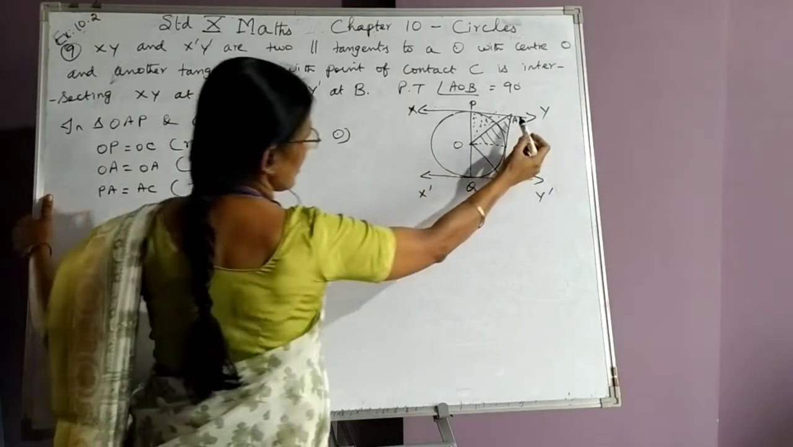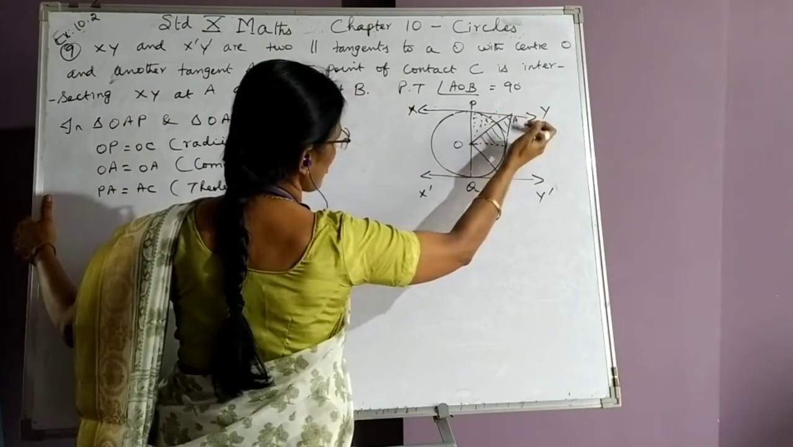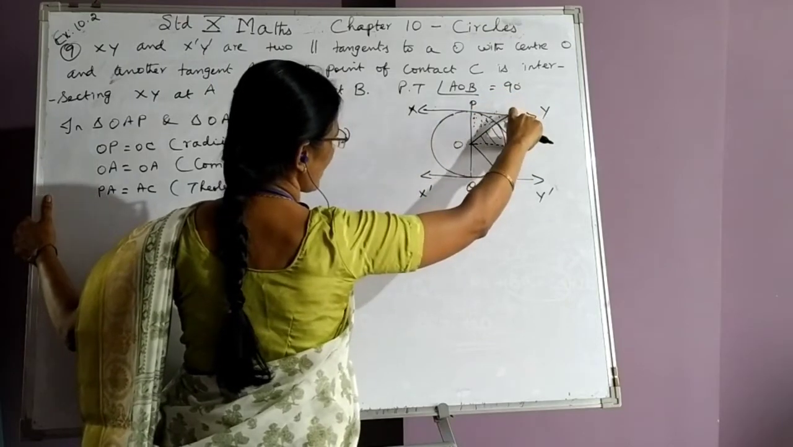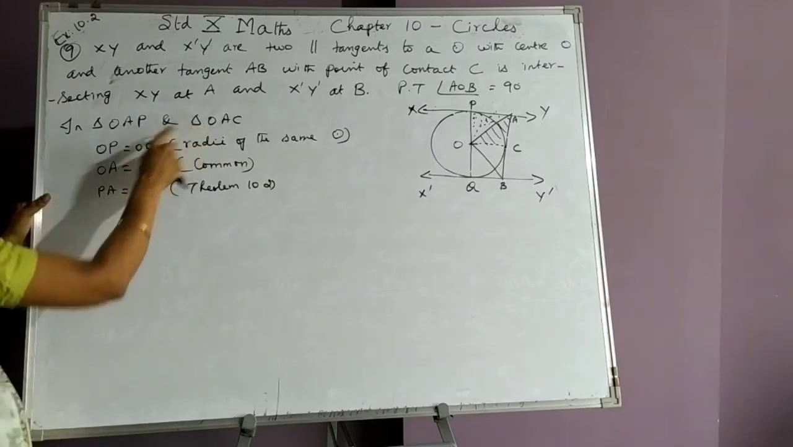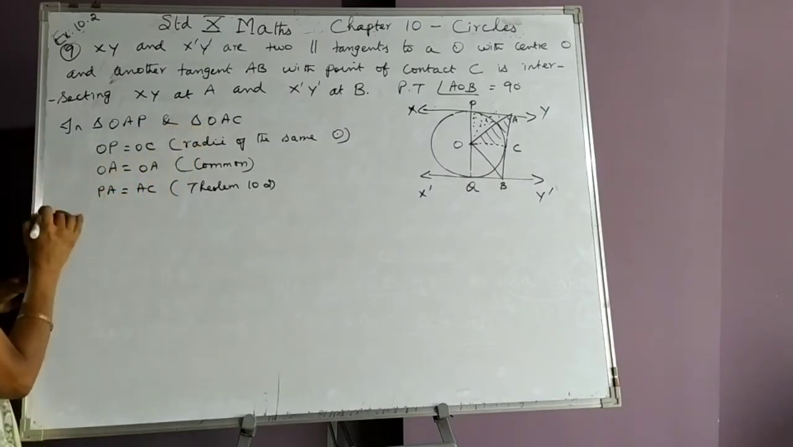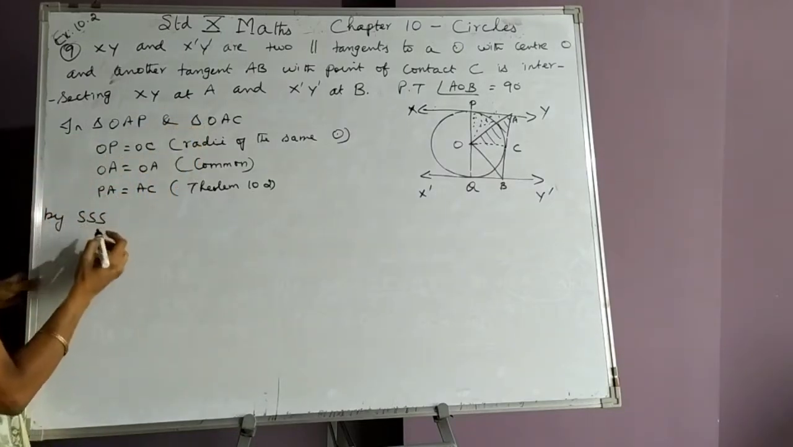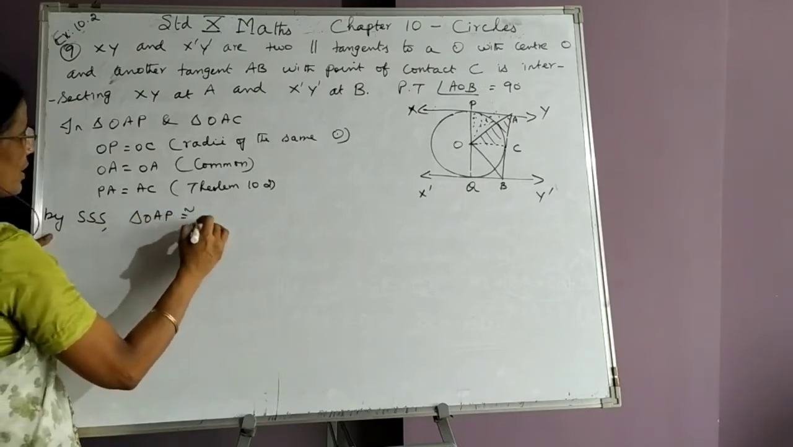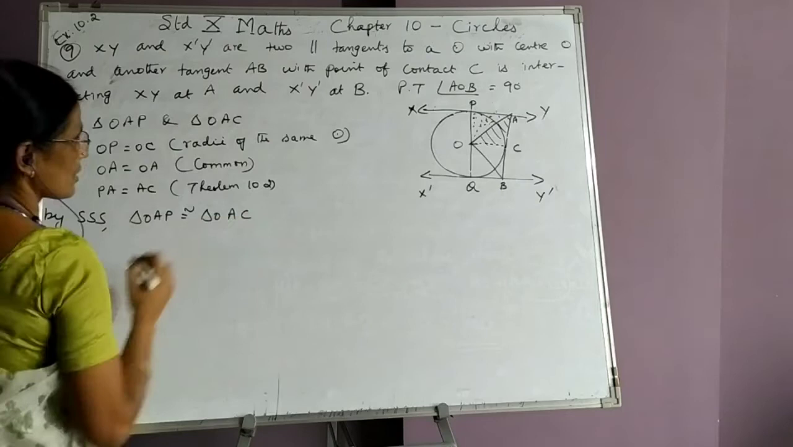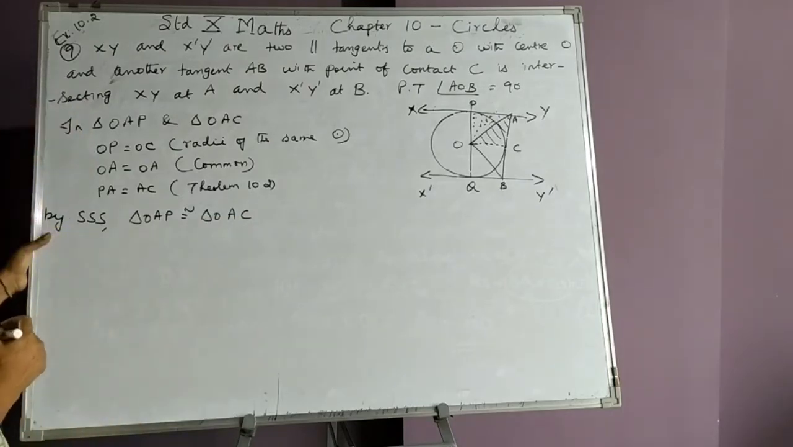A is an external point. From A, tangents are drawn. The length of the tangents are AP and AC. Therefore, they are equal. So, in two triangles, all the three corresponding sides are equal. Therefore, by SSS condition, triangle OAP is congruent to triangle OAC. We know when two triangles are congruent, corresponding angles and corresponding sides are equal.